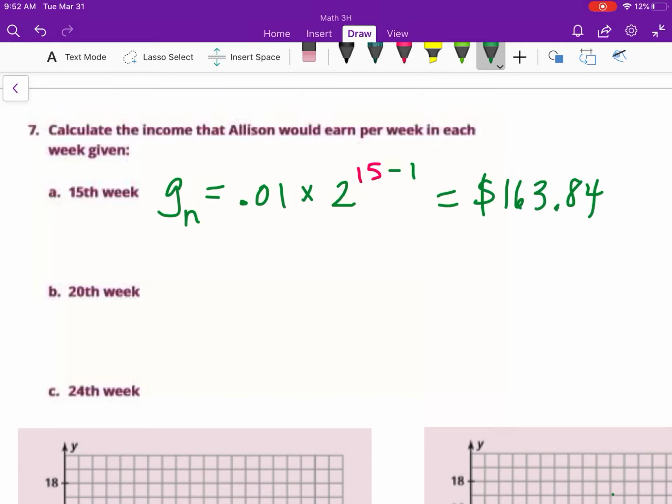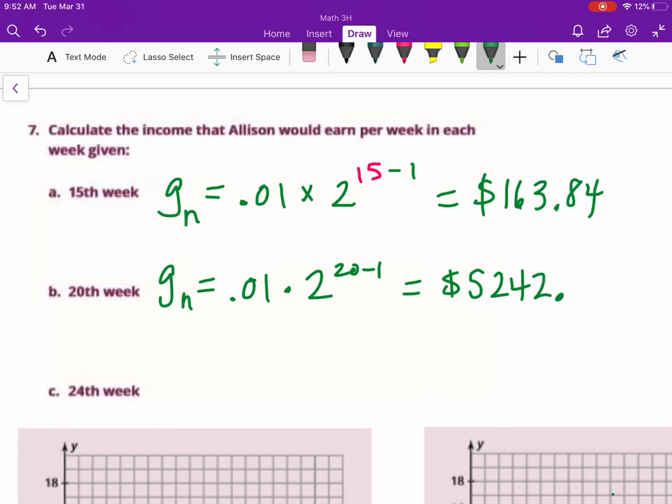In the 20th week, you do the same exact thing. G sub n equals 0.01 times 2 to the 20 minus 1. And that answer is 5,242 and 88 cents. Hope they didn't round it because I didn't do that one.